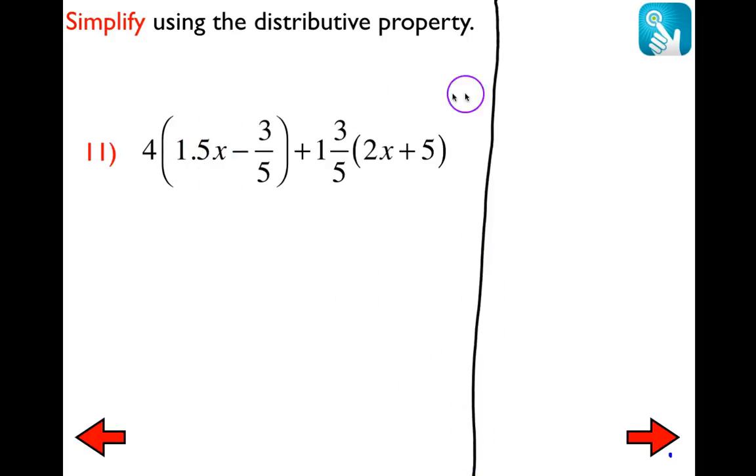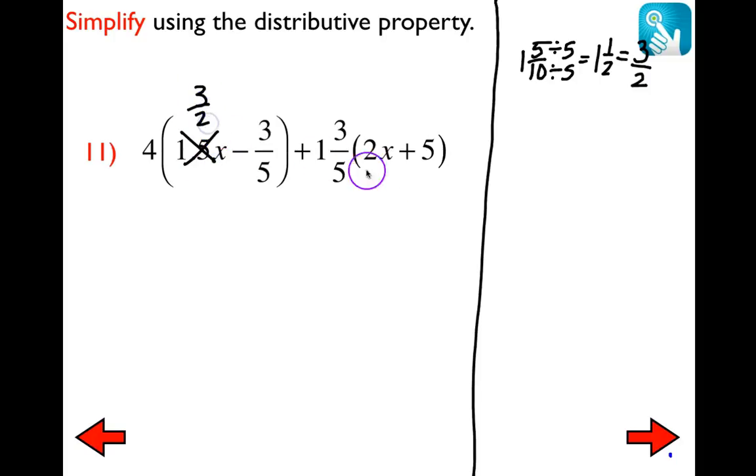1 and 5/10. I'm going to write that. 1 and 5/10. I can reduce this fraction by 5 and I would end up with 1 and 1/2. But we don't want a mixed number. We're going to turn it into an improper fraction, and this is equivalent to 3 halves. So let's change this to 3 halves. Okay, so here 1 and 3/15, I'm going to change this to an improper fraction. 5 times 1 is 5 plus 3 is 8, so this is going to become 8/5.